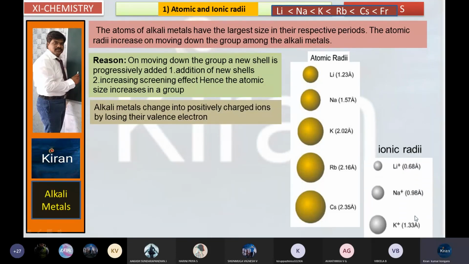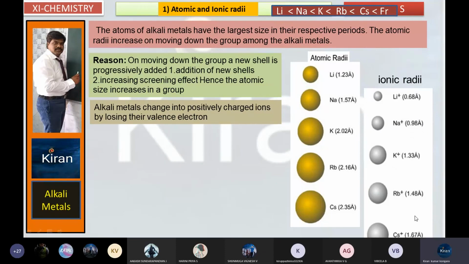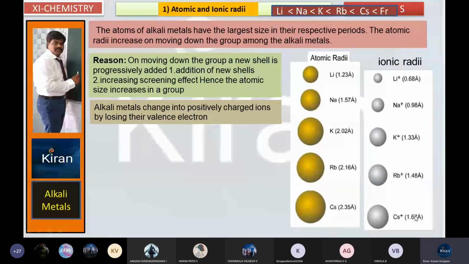Alkali metals change into positively charged ions by losing their valence electron. By loss of one electron, lithium changes into lithium ion, sodium into sodium ion, potassium into potassium ion, rubidium into rubidium ion, and cesium into cesium cation. These are called cations. A cation's radius is known as the cationic radius. I am going to show you how it will be.